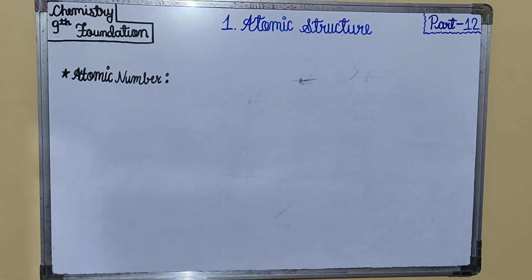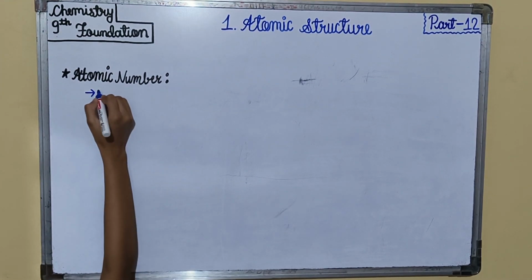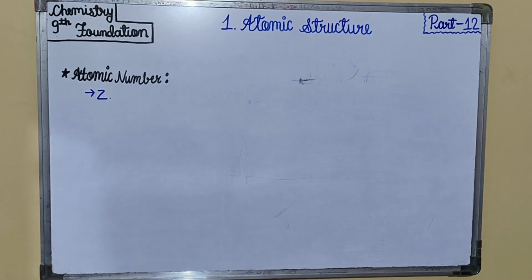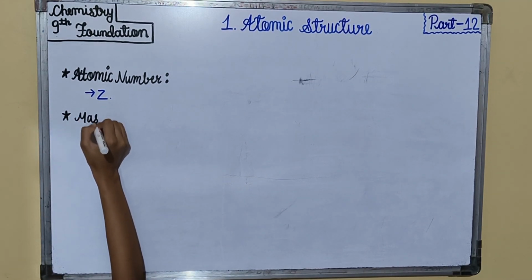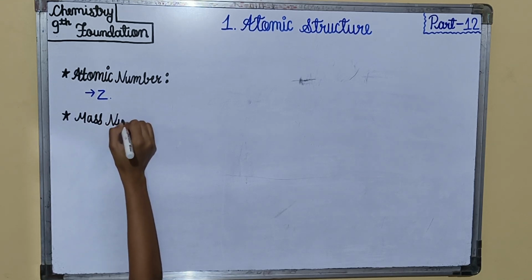So what do you mean by atomic number? The atomic number of an element is the number of protons present in the nucleus of an atom of that element, and it is represented by Z. Atomic number is represented by Z. And next is mass number.